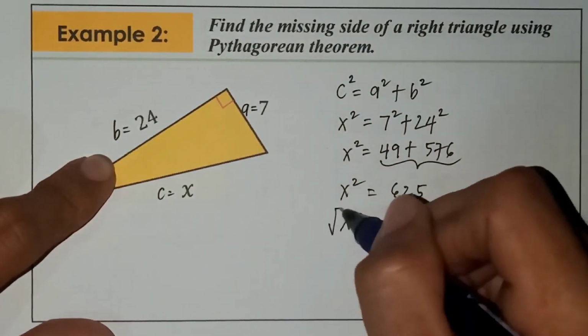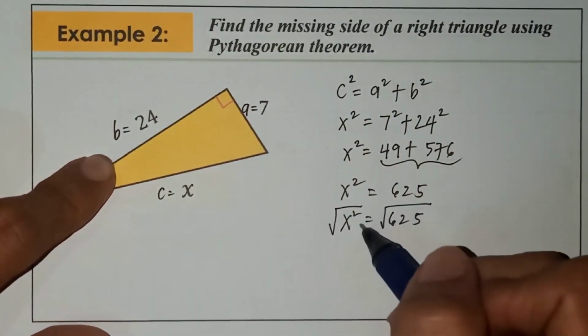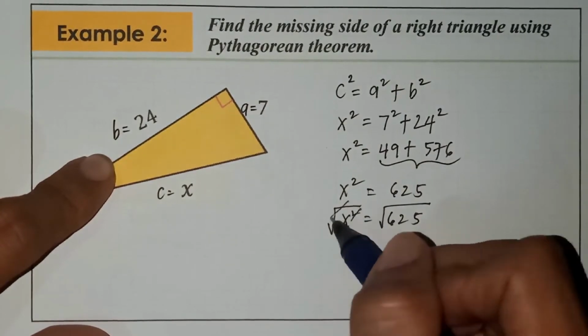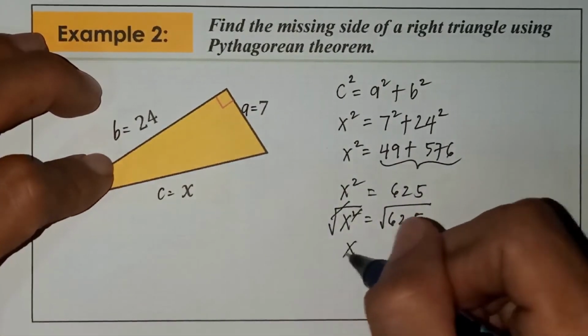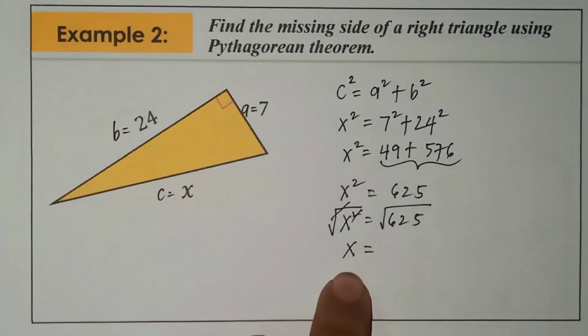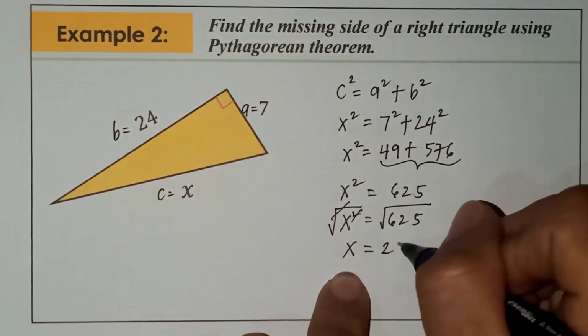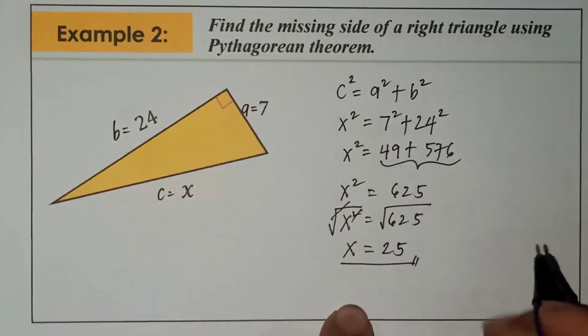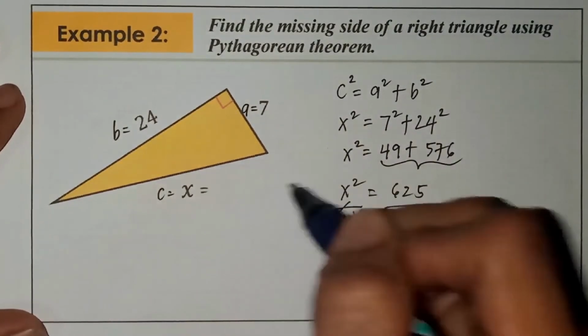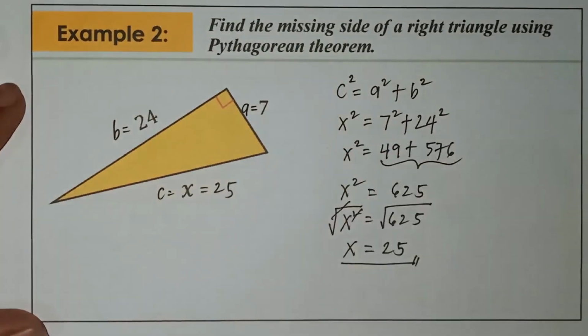Now, get the square root of 625 and X squared. X will be the answer. The square root of 625 is 25, so it is a whole number. So this is now 25. That is example number 2.